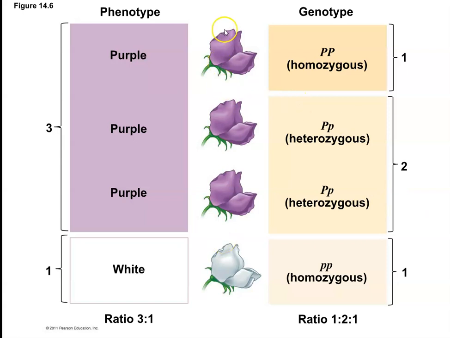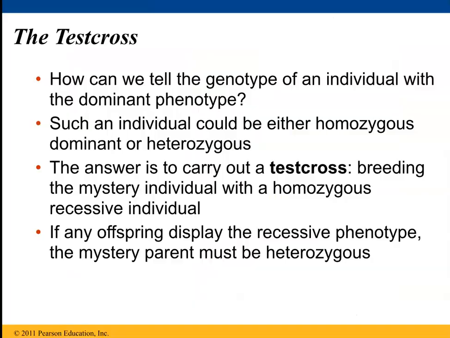So if you had a purple flower, you wouldn't know whether it was homozygous or heterozygous. You wouldn't be able to tell. So how can we tell? Well, we could do a test cross. A test cross is where we take the unknown dominant, homozygous or heterozygous, we don't know. We take that one and we mate it with a homozygous recessive.